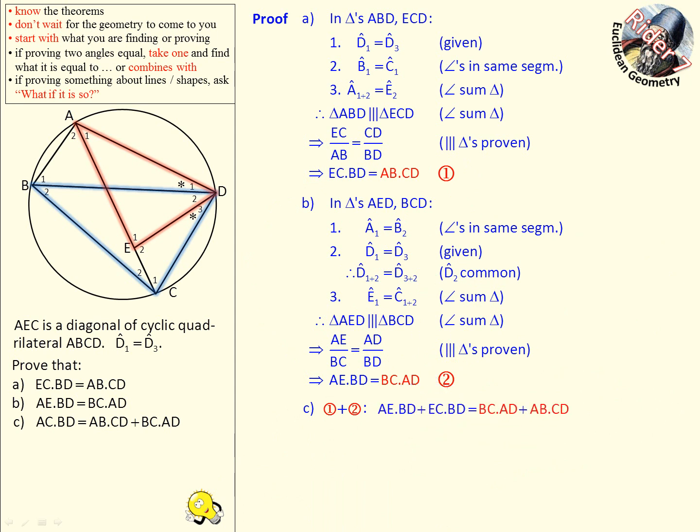Now, if you have a look at the algebra here, well, first of all, we have what we need on the right-hand side. On this left-hand side, have a look. We have a common BD, common factor we can take out. So we look at the AE plus EC, and we look at the diagram and say, well, AE plus EC, there we are, that's AC. And we have proven what we have to prove.